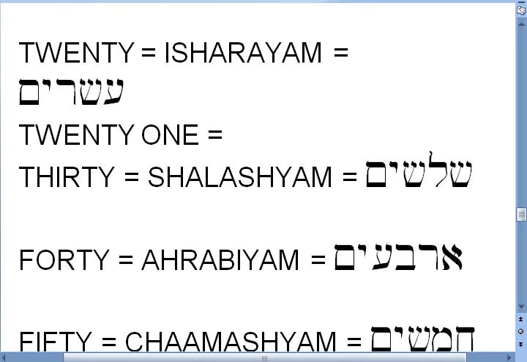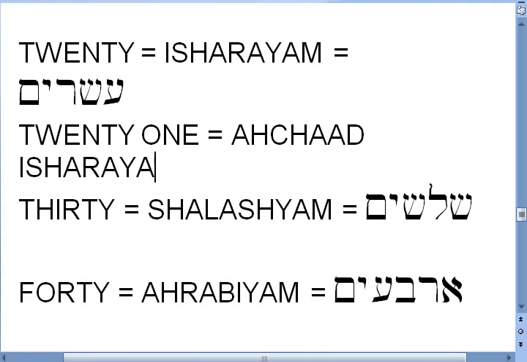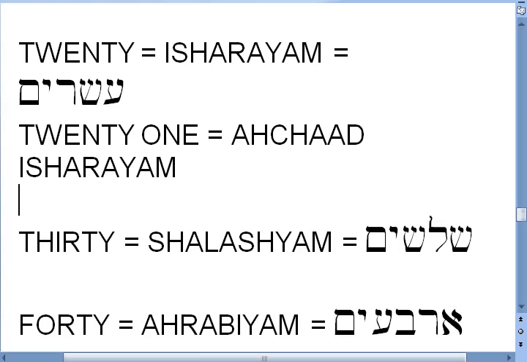But 21 would be Akkad Aisharayum. Why? Because Akkad is number 1 and Aisharayum is 20, as you see there. So Akkad Aisharayum is 21. The next one would be what? 22. Right?